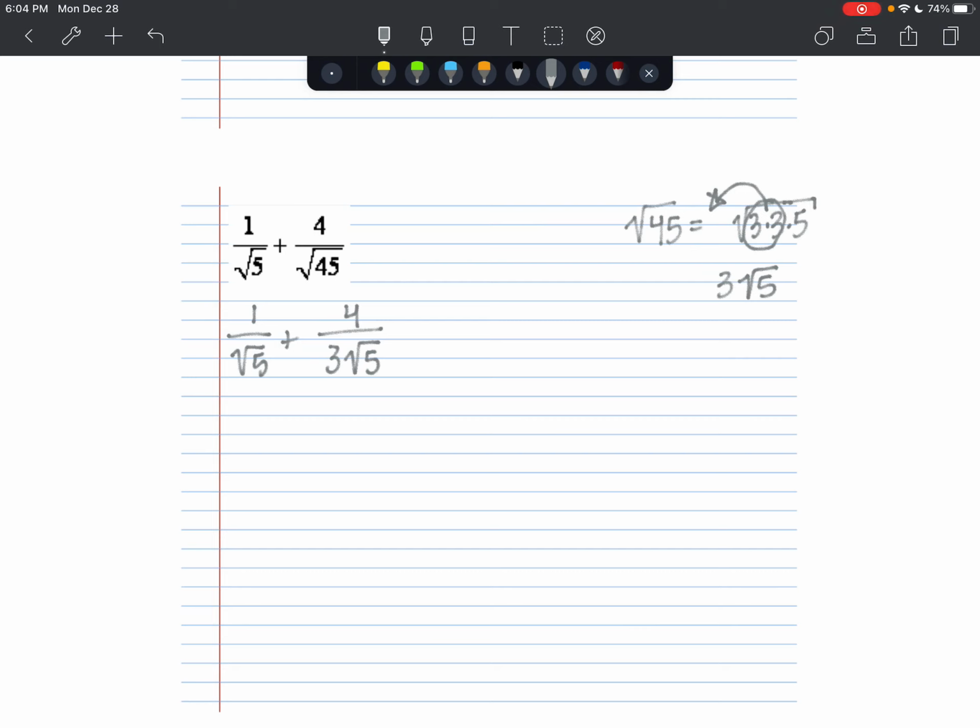Now, in order to add fractions, we need a common denominator. So I'm going to multiply the first fraction by 3 over 3. So I've got 3 over 3 times the square root of 5 plus 4 over 3 times the square root of 5. Well, you keep the denominator and you add the numerators. 3 plus 4 is 7. The problem is that we need to rationalize that denominator. So I'm going to multiply both the numerator and the denominator by the square root of 5. 7 times the square root of 5 over 3 times 5, which is 15.